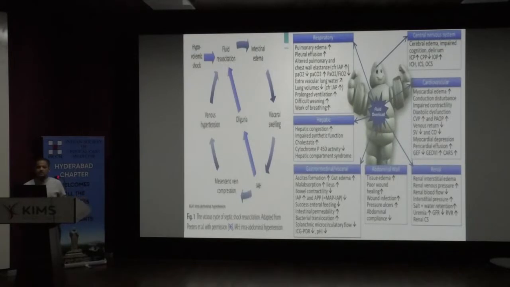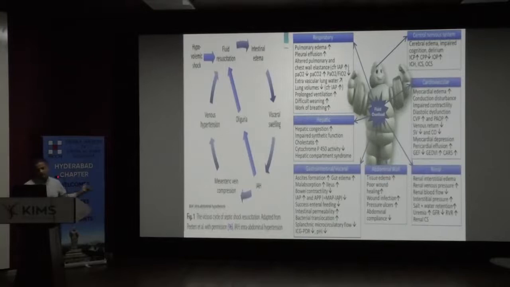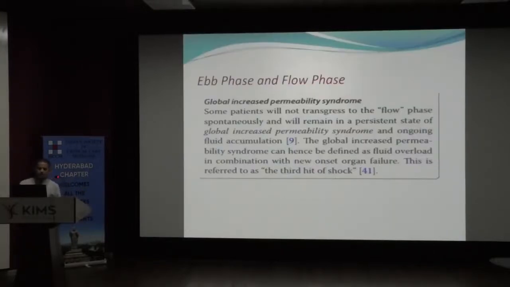If the patient enters a stage requiring a lot of fluid or fluid overload, these are all side effects of excessive fluid accumulation, causing multi-organ issues. Coming to the concept of the ebb phase and flow phase: any patient who presents with septic shock or an acute insult, we all know there is a surge response and an acute vasodilatory phase, with increased permeability and a lot of fluid accumulation in the peripheral tissues. In some patients, this goes on, and this is called the ebb phase of shock.